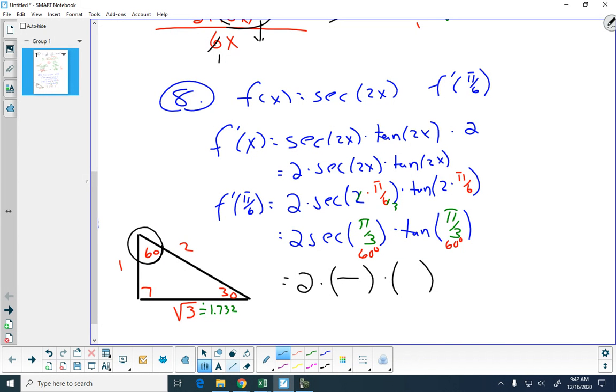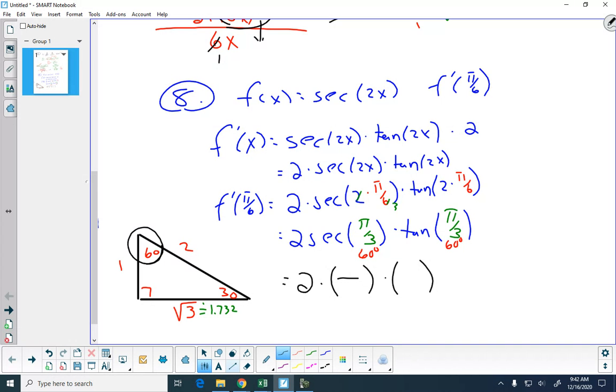What is the secant of 60 degrees? Oh, now we have to remember the secant. Brandon already told us that secant is 1 over the cosine, so it's the reciprocal of the cosine. So Carmela, what is the secant of 60 degrees? 2 over 1.